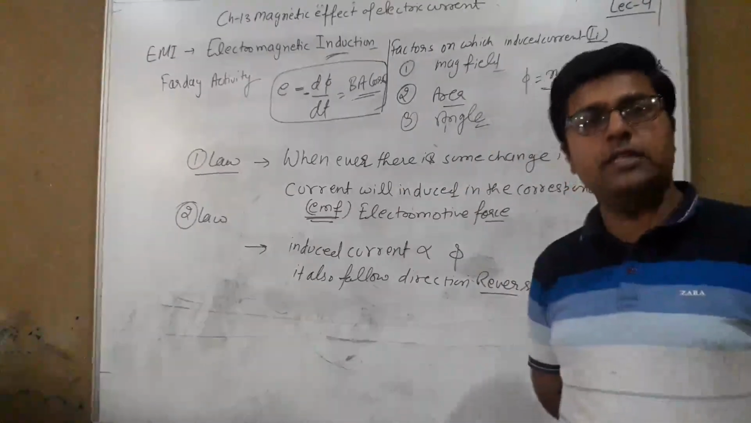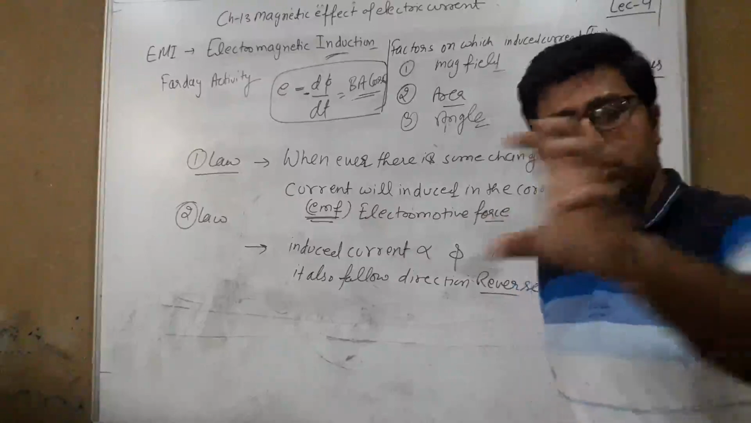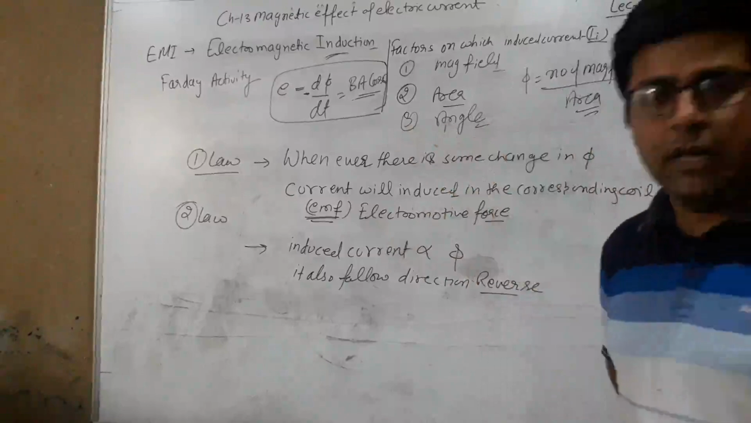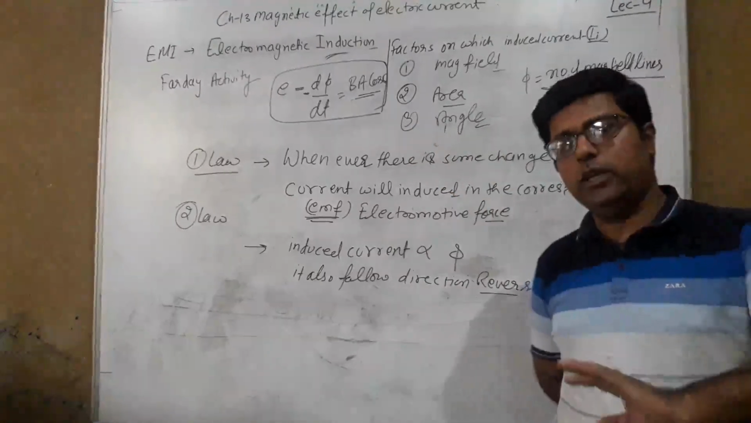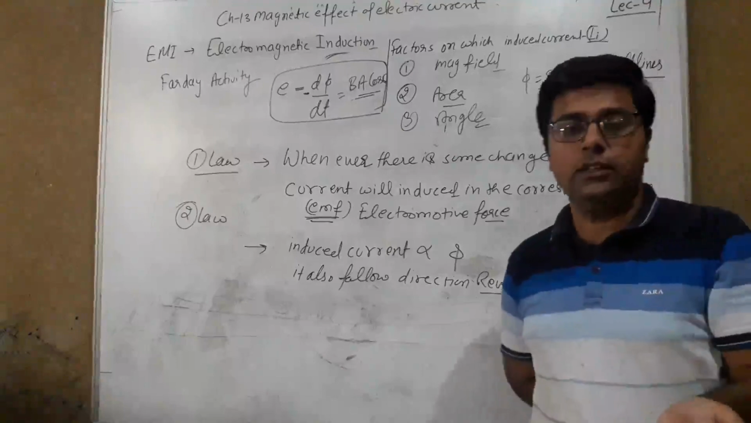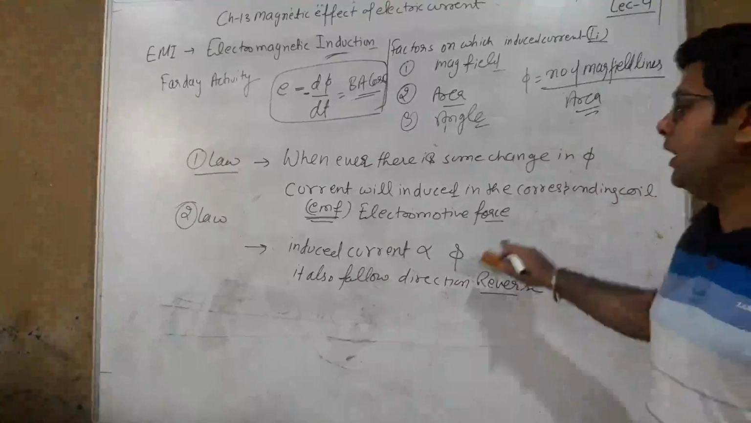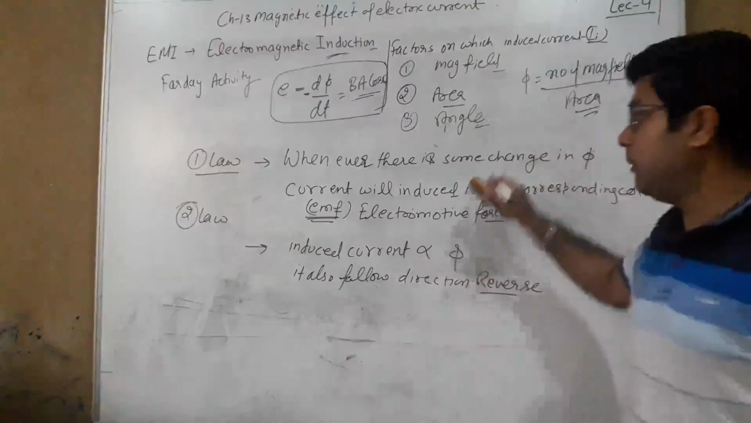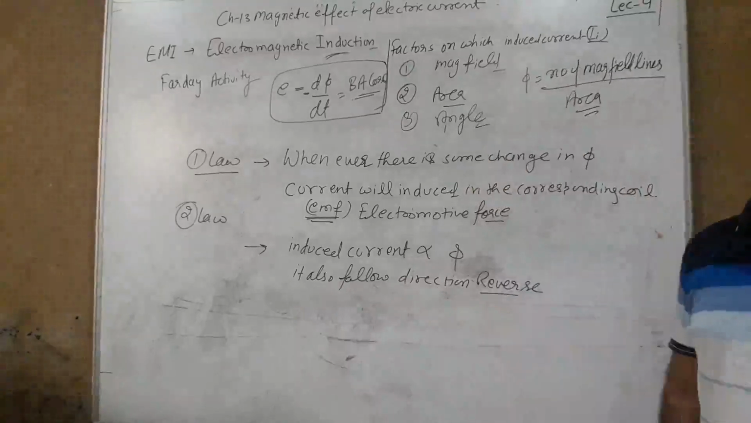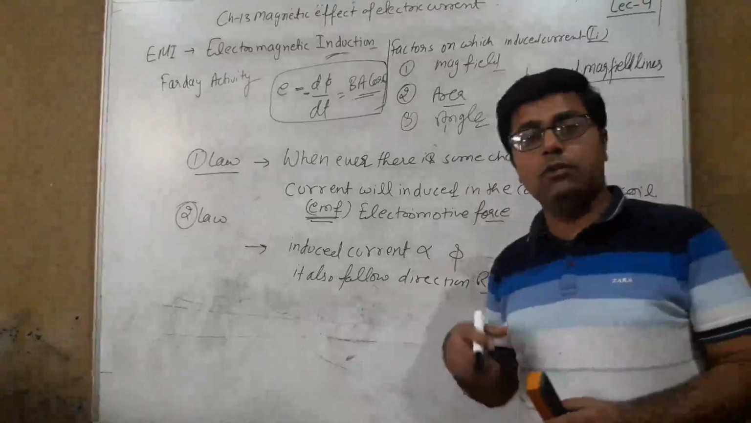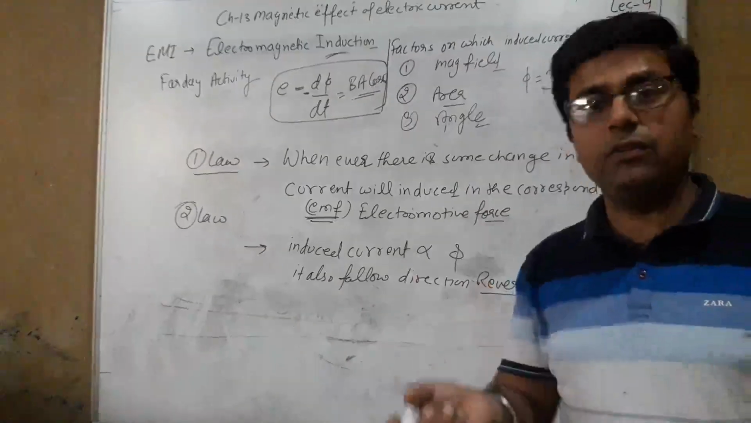Electromotive force applies force on electrons so that electrons are moving. When electrons are moving, we get current, and this is induced current. Induced current is directly proportional to phi, and it also follows direction reversal. Direction reverse means if the direction of the magnetic field changes, then the direction of current will change.